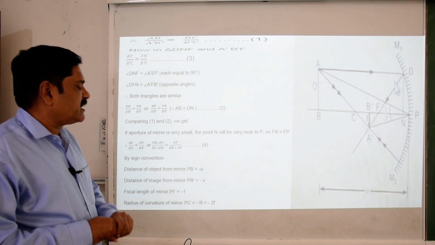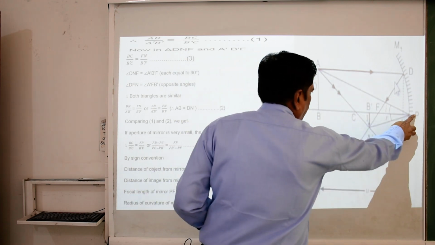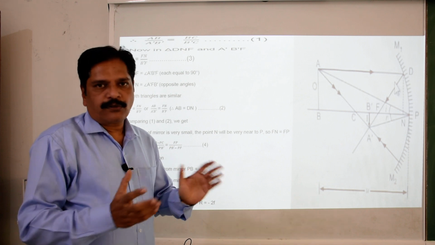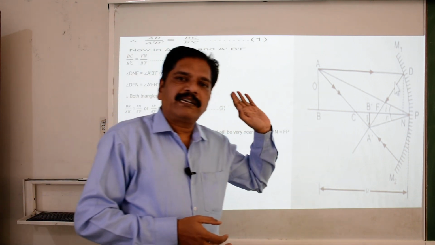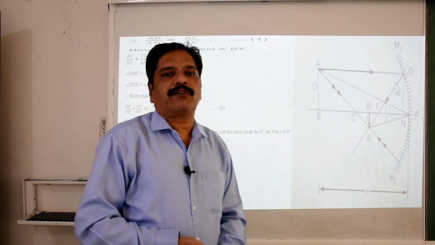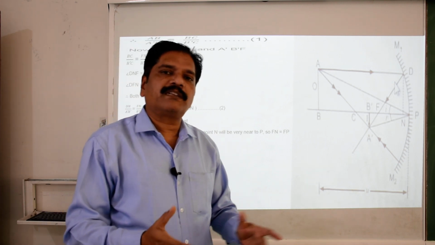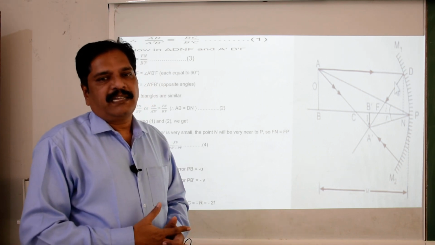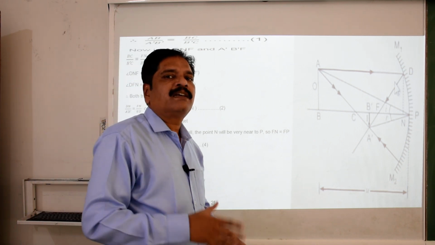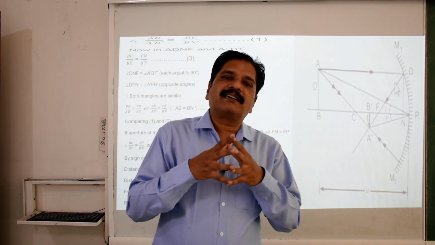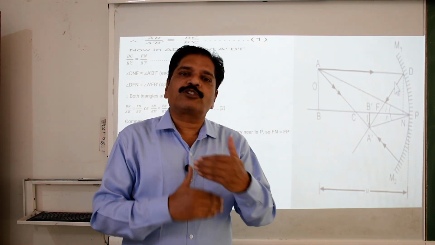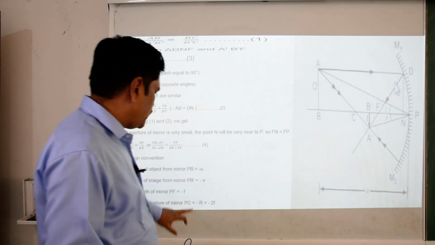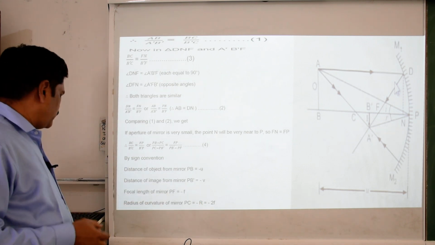Now, what is the radius of curvature? The radius of curvature is PC, okay? It is denoted by capital R, and it is also on which side of the mirror? We are taking this distance again on the left-hand side of the mirror, so it is also negative, so it is minus R. And what is the relation between the focal length and the radius of curvature? Right, you are right. The radius is always twice the focal length, and the focal length is always half of the radius, clear? So minus R is equal to minus 2F.